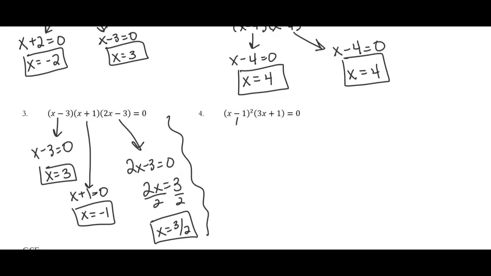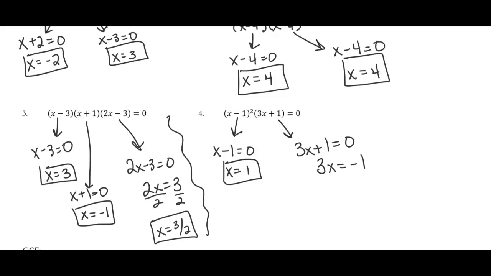All right, and let's look at number 4. For this one, x minus 1 equals 0. It is squared, so it means that answer is twice, but you don't have to write it twice. So I just get x is 1. And then for this one, 3x plus 1 equals 0. To get rid of a plus 1, I minus 1 on both sides, so I get a negative 1. And to get rid of a times 3, I divide by 3. So x is negative 1/3.